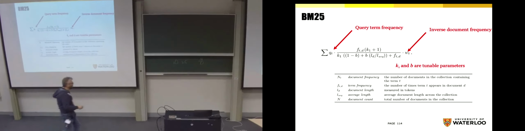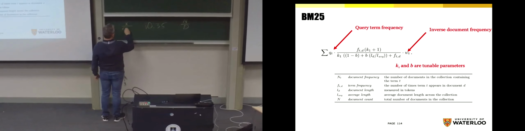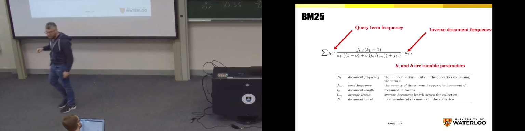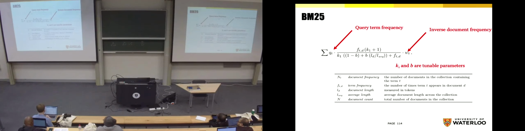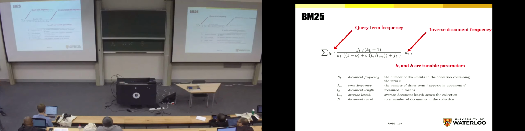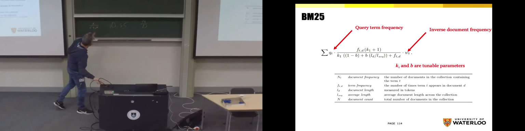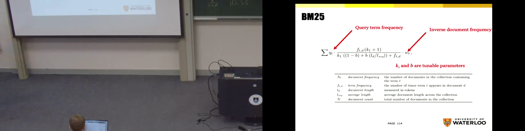So we have basically something that looks like x over a constant plus x, where x is the number of times the term appears in the document. So that if the term appears infinitely, this saturates. It actually saturates out to k1 plus 1, right? If I take the limit of that as x goes to infinity, it'll go to 1. But on the other hand, if x is 1, if the term just appears once in the document, it's basically 1 over c plus 1.